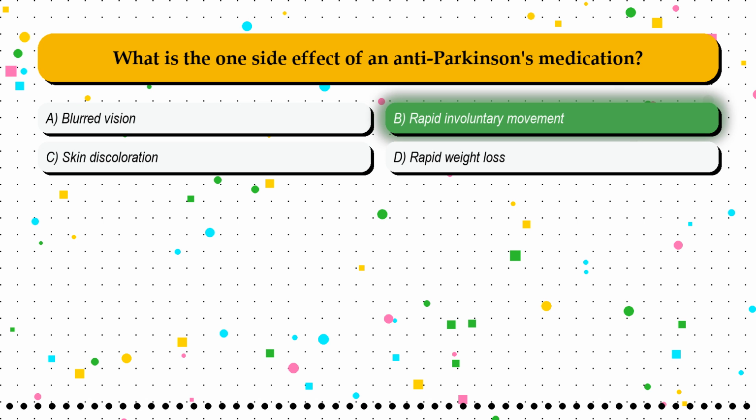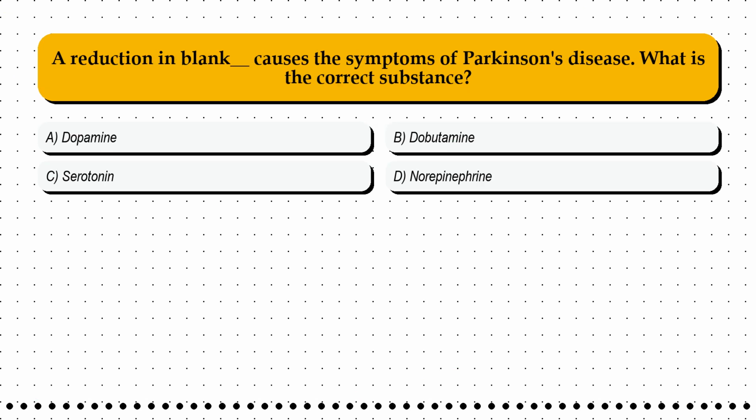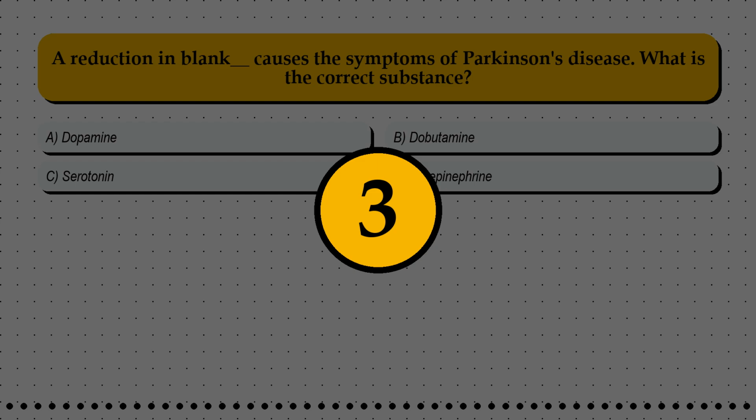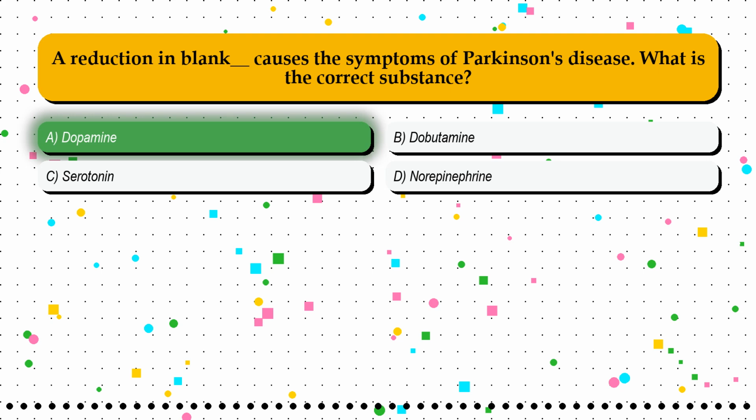Rapid involuntary movement. Question 167. A reduction in blank causes the symptoms of Parkinson's disease. What is the correct substance? Option A, dopamine. Option B, dobutamine. Option C, serotonin. Option D, norepinephrine. The correct answer is option A, dopamine.